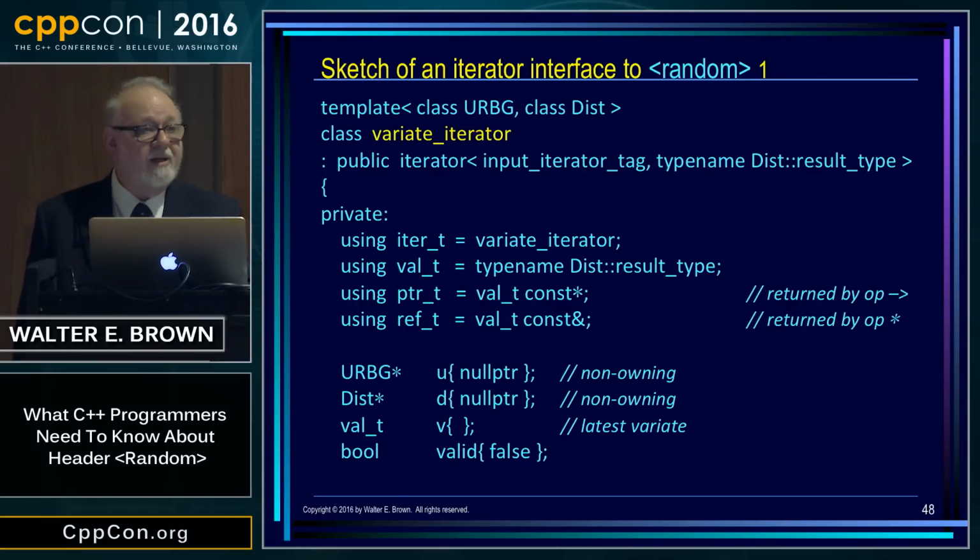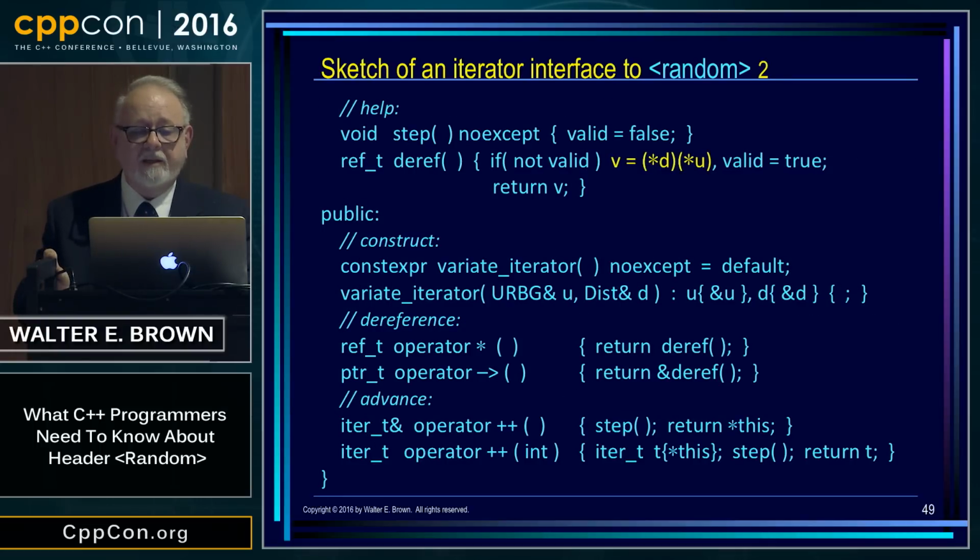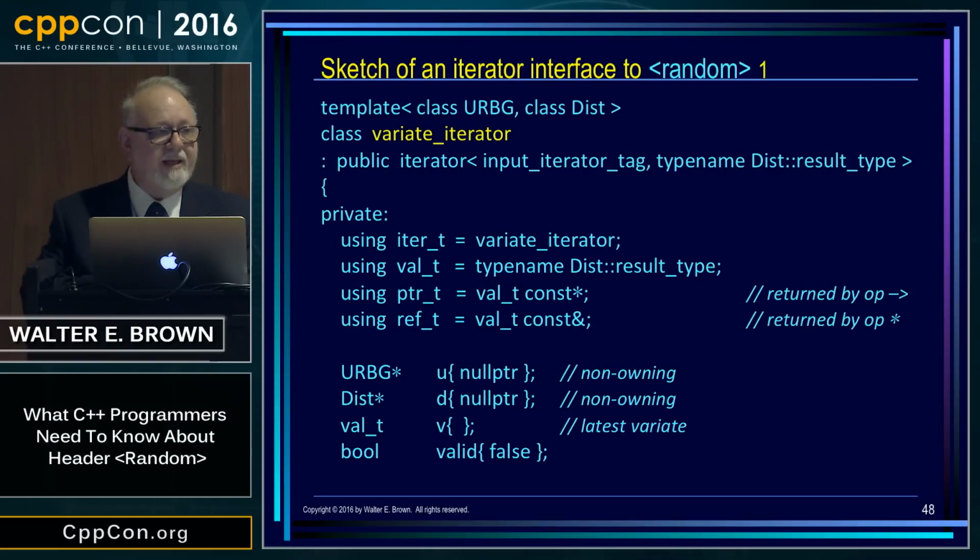And this is what such an iterator interface could look like. This is the first page of 2. This is basically declarations. There's some design issues you have to figure out. I've just said non-owning distribution and URBG, but you can put in shared_ptr or something like that if you want to take ownership in part. And that's it. This is all you have to produce. And I know somebody's going to ask why am I inheriting from iterator, which is now deprecated? That's because I wrote this a year or 2 ago, okay?